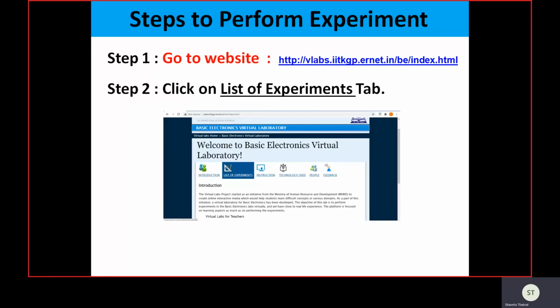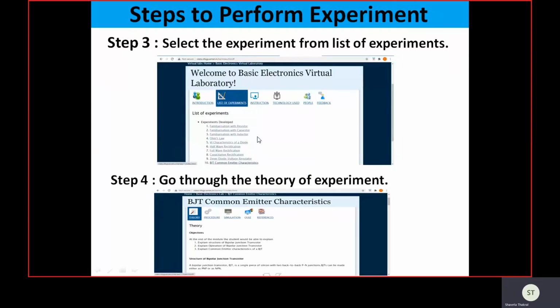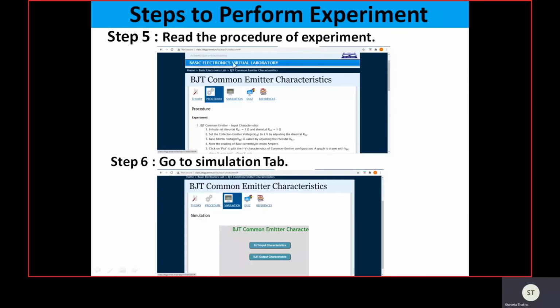So here we have the steps to perform the experiment. First of all, we need to visit the website mentioned here. Then we need to click on the list of experiments tab, and the list of experiments will be displayed on the screen where we can select this experiment, that is BJT common emitter characteristics. The complete detailed theory is given on the website, so we can go through the theory of the experiment. Already I have demonstrated the theory of the experiment here also. Then we can read the procedure of the experiment. Step by step procedure is given.